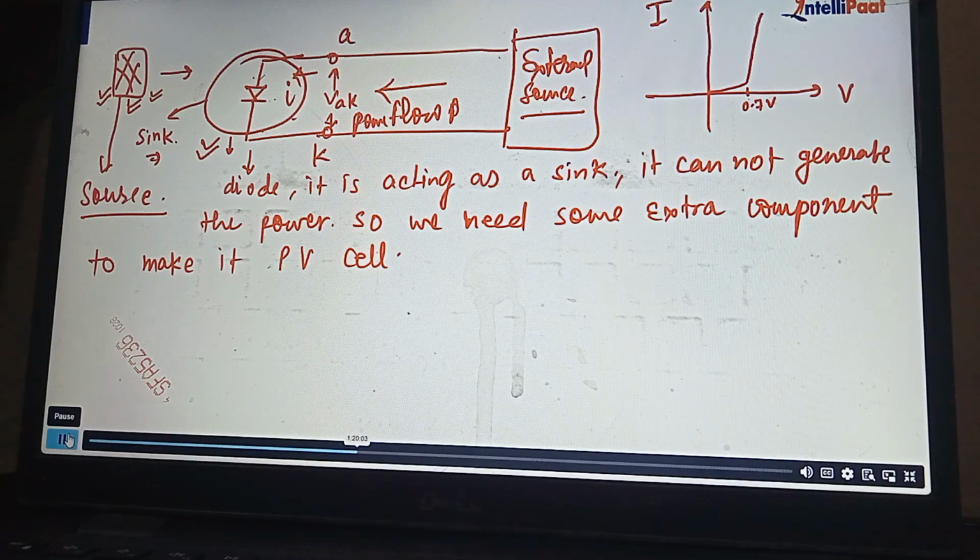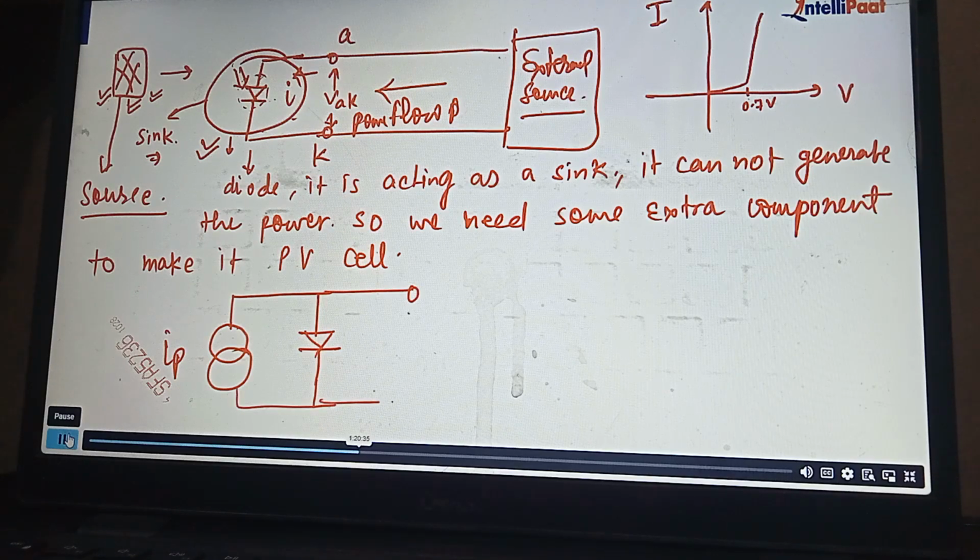As you can see, in these photodiodes the sunlight is falling on the diode. So one extra source that we are creating here is due to these photons. In a PV cell, we have one source which acts as a photocurrent, and along with this photocurrent we connect this semiconductor device. This is the actual equivalent circuit of this PV panel.